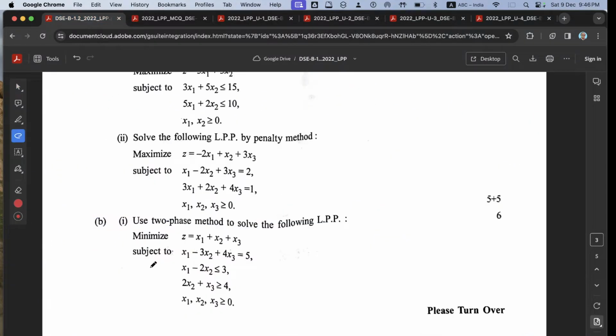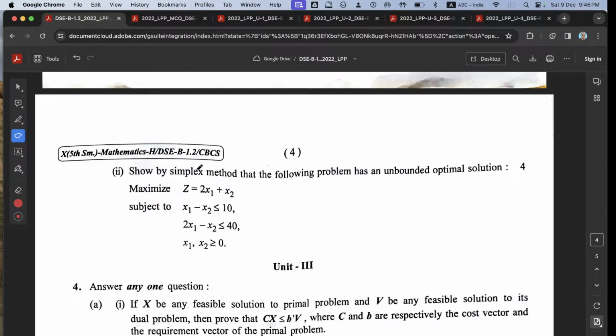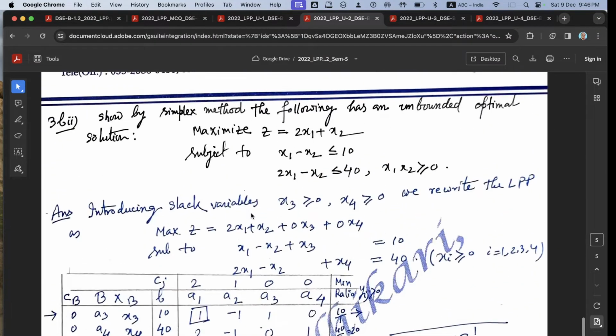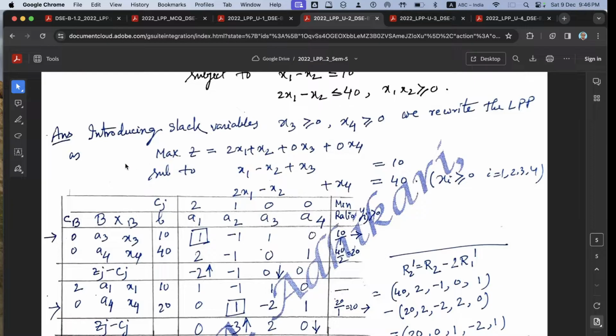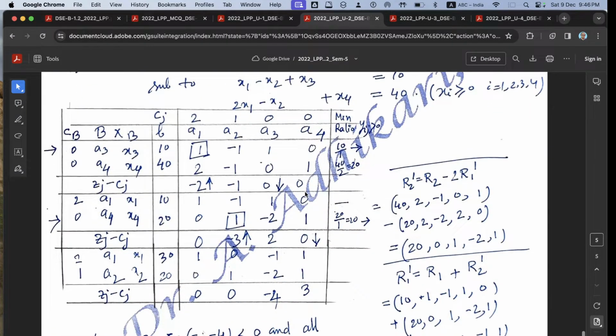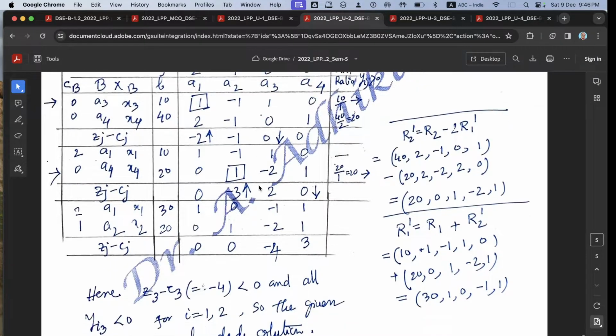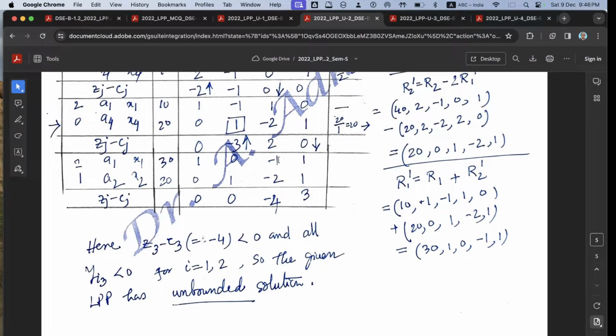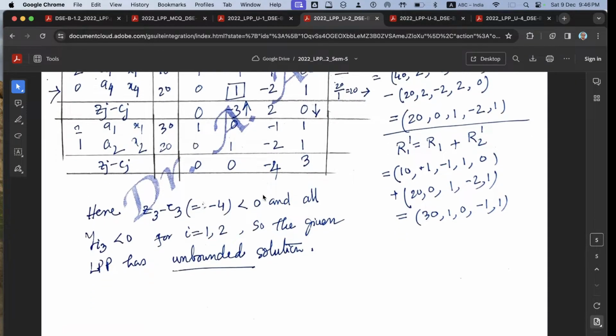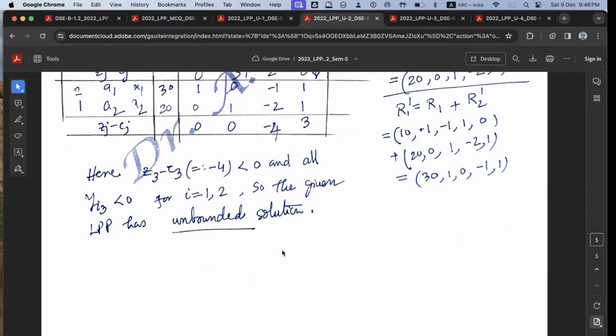Question 3b2. By the simplex method, show that the following problem has an unbounded optimal solution. Maximize this subject to this. Introducing slack variables x3 greater than or equal to 0, x4 greater than or equal to 0, we rewrite the problem: maximize z equal to this, subject to this, and we construct the simplex tables, table 1, table 2, table 3. Here z3 minus c3 equal to minus 4. This is negative, and all yi3 are negative: minus 1, minus 2 along this column. So the given problem has an unbounded solution.